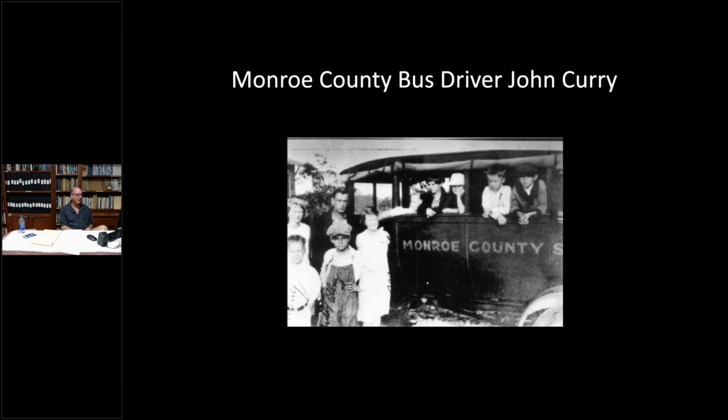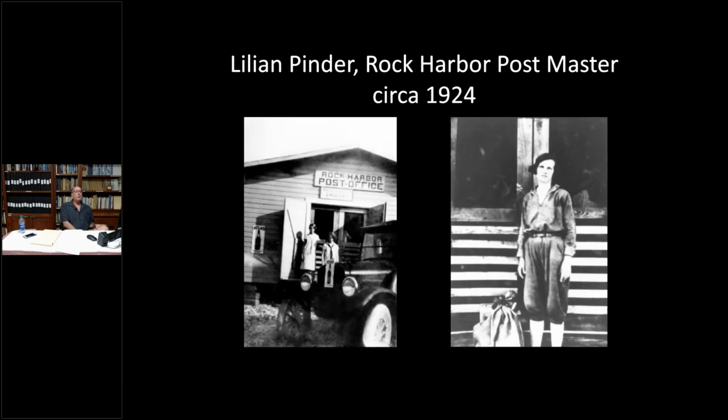up in Rock Harbor. Now, this is kind of when we really get into the Rock Harbor postal history. And we showed this, the photo on the left there, the Rock Harbor Post Office. I'm not sure where it was located, but the picture on the right is Lilian Pinder, who was the postmaster around 1924. And I know that she's standing in front of that building because that doorway is the exact doorway that those 2 kids are standing behind as well in the image.